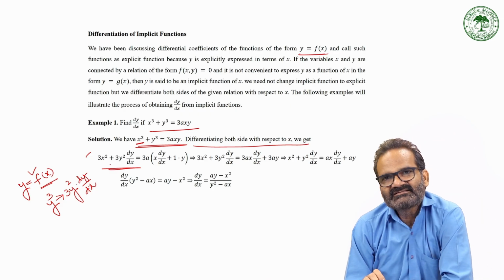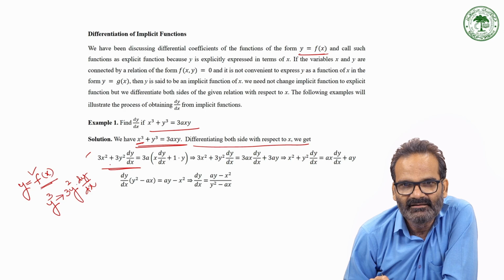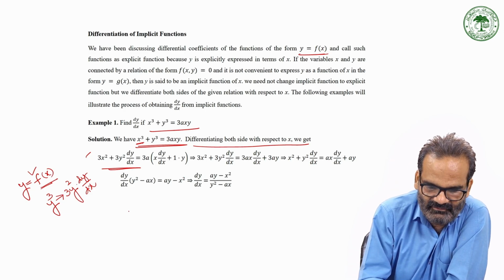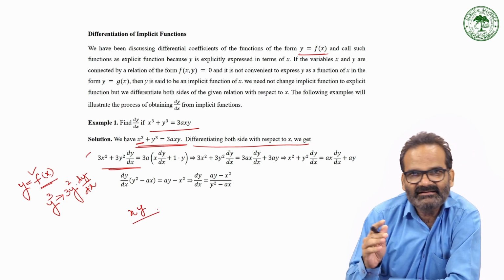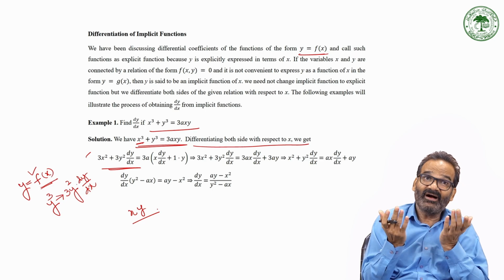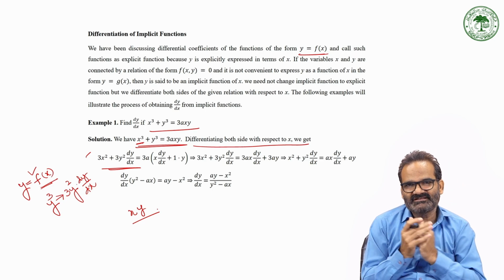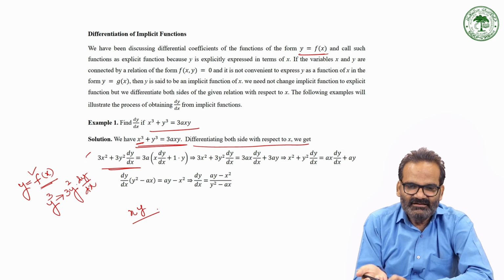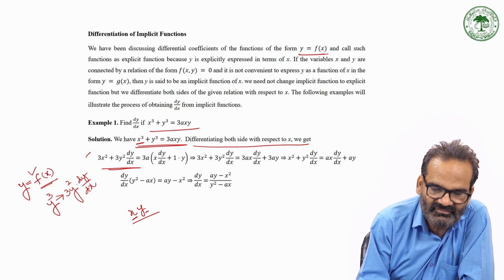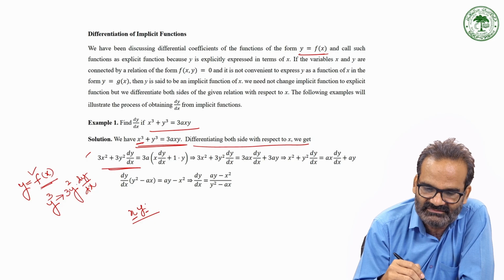The right hand side is 3axy. 3 is a constant, a is also a constant, so they will remain as they are. What are the variables? The variables are x and y, right? x and y are the two variables and they are multiplied together. So we will find the derivative by the product rule because this is the product of two functions. The product rule means first function into the derivative of the second function plus second function into the derivative of the first function.